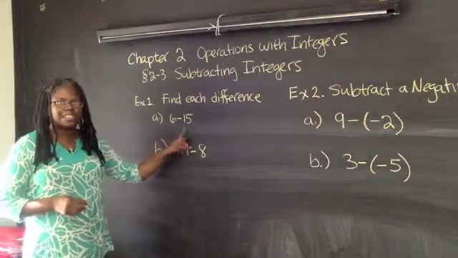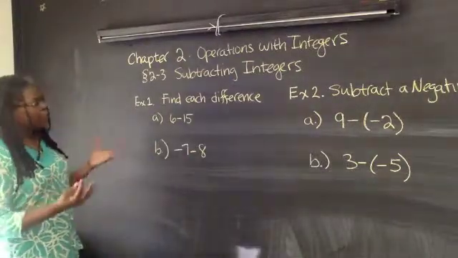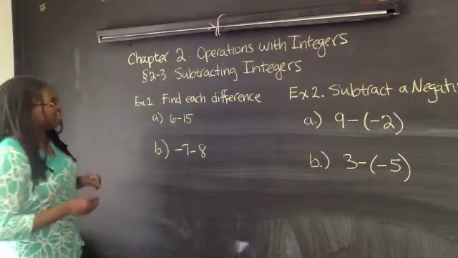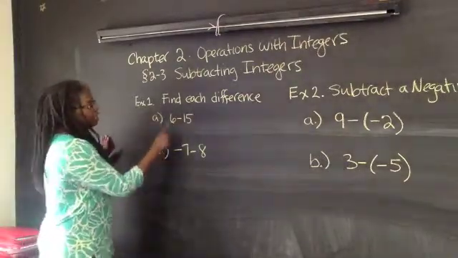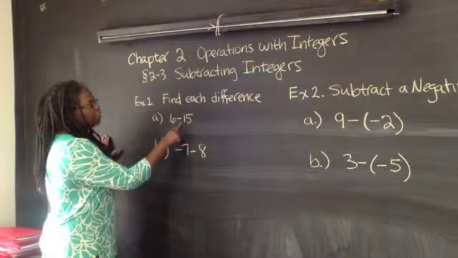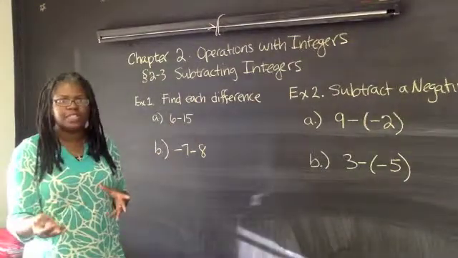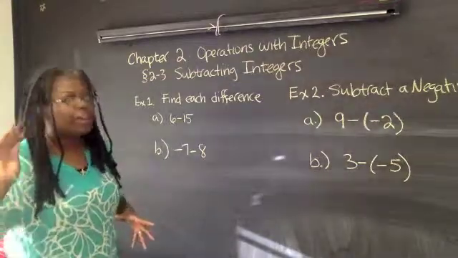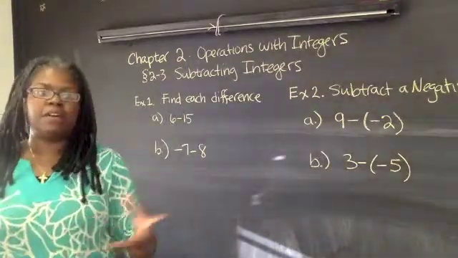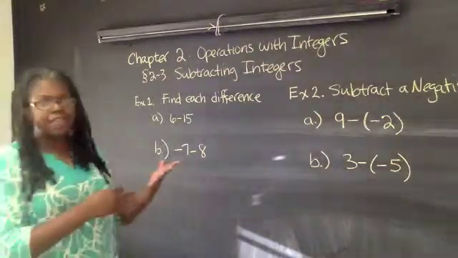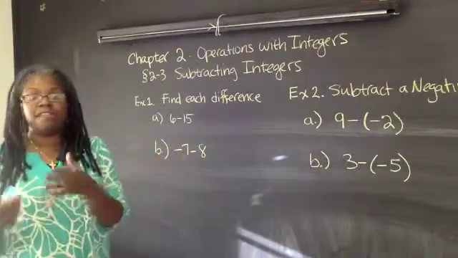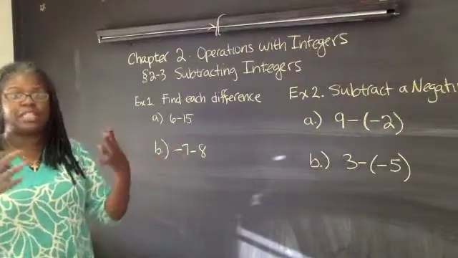And if you notice, we've got 6 minus 15. If I'm going to subtract this, the text is going to suggest that you rewrite this, changing this subtraction to adding the additive inverse. Do you guys remember what the additive inverse is? The additive inverse is the opposite of the number. So if I had 5, the additive inverse is negative 5. If I have negative 3, the additive inverse is positive 3.